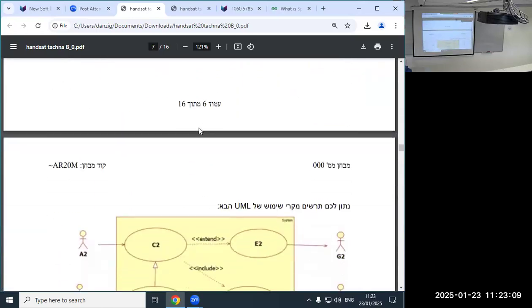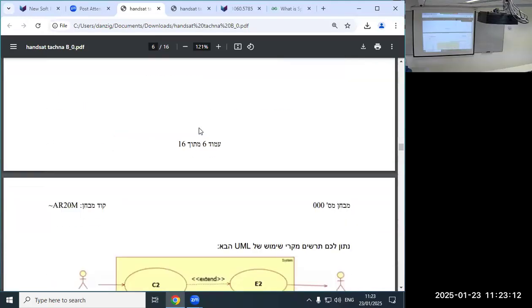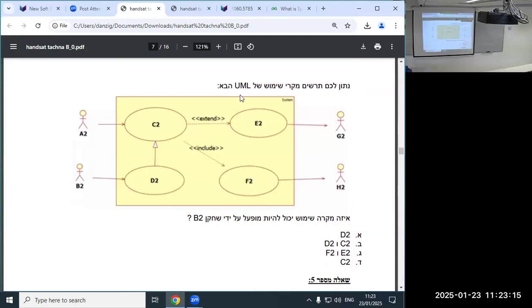All right, 4. Given in front of you is a use case diagram according to UML rules. So here you see we have actors A, B, and some others. And you have some kind of use case, and this is a use case. What does this line mean? D2 inherits. Right, D2 inherits from C2.